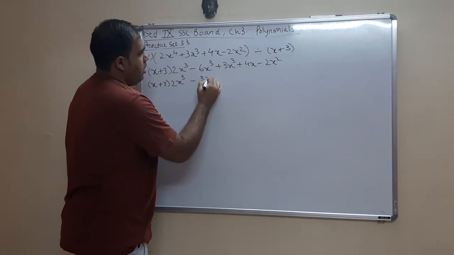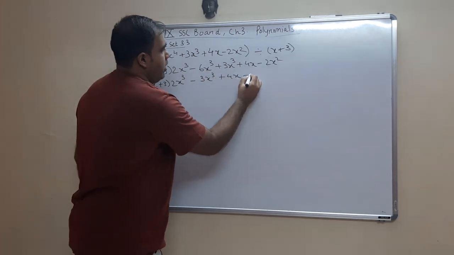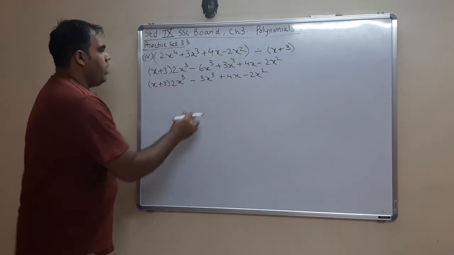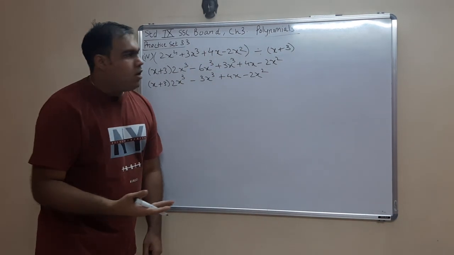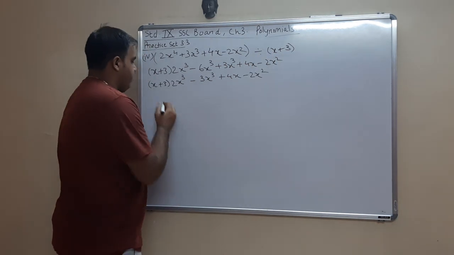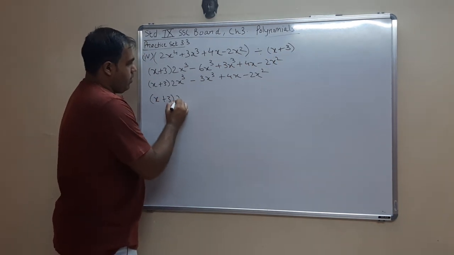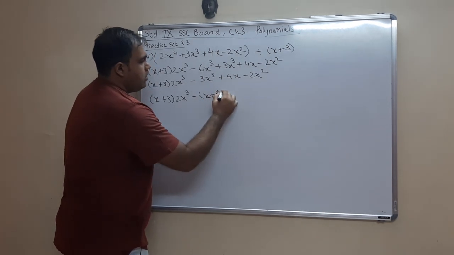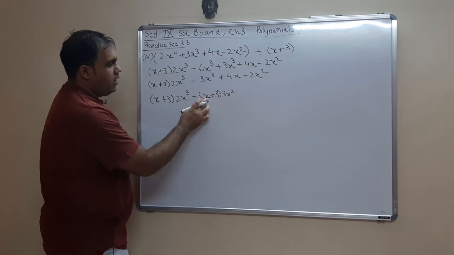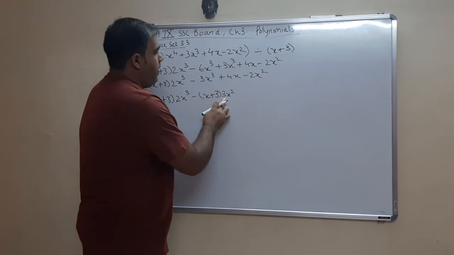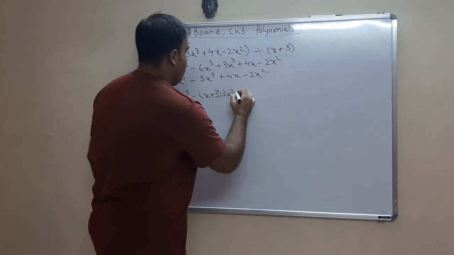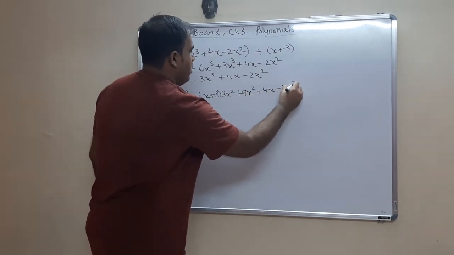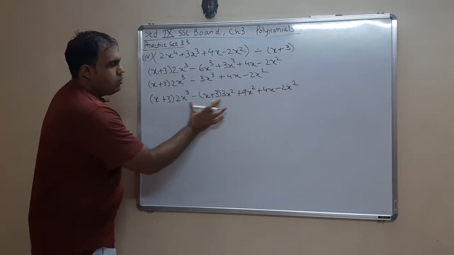Minus 3x cube plus 4x minus 2x square. Okay, so now we have to convert minus 3x cube into x plus 3. So we have to multiply this by minus 3x square. x plus 3 and minus 3x square. So we'll get minus 3x square, माइनस 9x² प्लस 9x² करना पड़ेगा, प्लस 4x minus 2x². Okay, so these two terms are sorted.